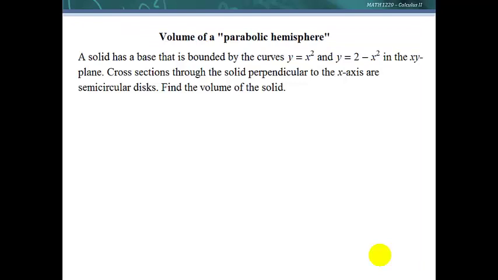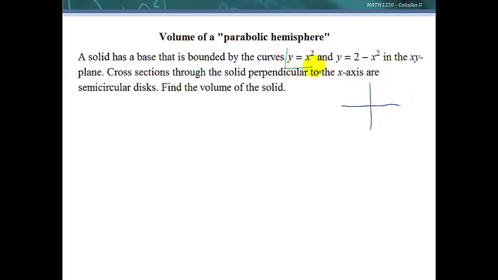We have a solid that has a base bounded by the curves y equals x squared and y equals 2 minus x squared in the xy plane, and cross-sections through the solid perpendicular to the x-axis are semicircular discs. Find the volume of the solid. So we definitely want to draw a picture so we can see what's going on here.